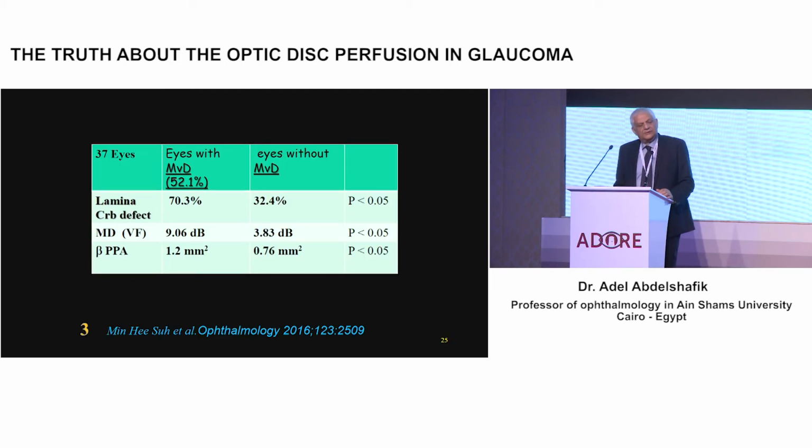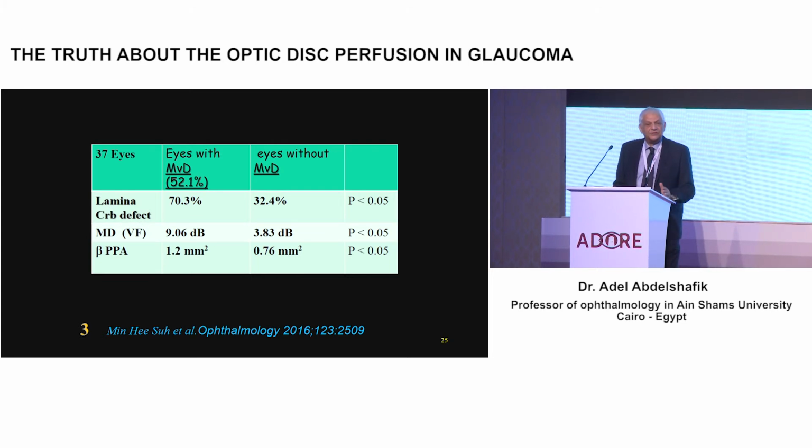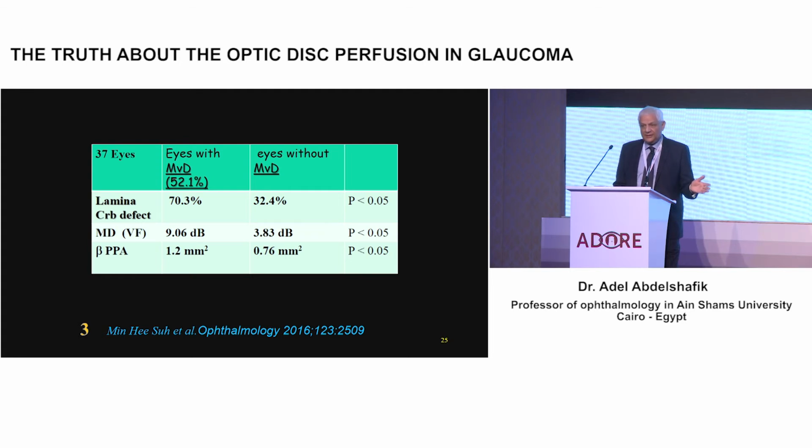Another study was done on 37 eyes, and this study showed that in eyes with microvasculature dropout, the lamina cribrosa defects were 70% compared to the eyes without. Also, the mean deviation of the field defect was higher in the cases of microvasculature dropout, and the size of the area of beta zone in the parapapillary atrophy was larger when there is microvasculature dropout.